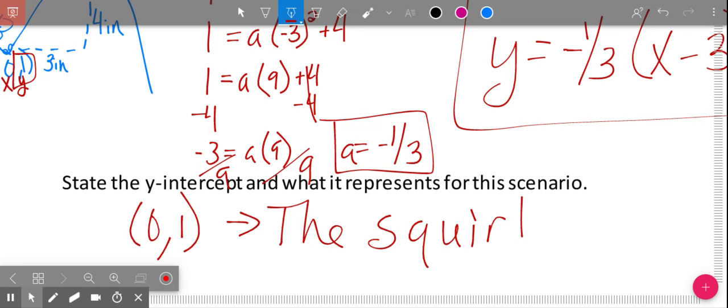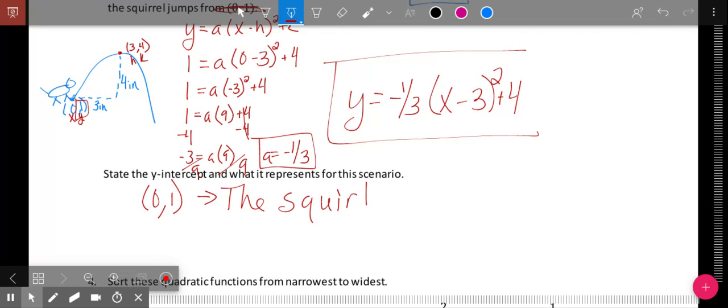That's not how you spell squirrel. Wow, that's a struggle. Started 1 inch off the ground.